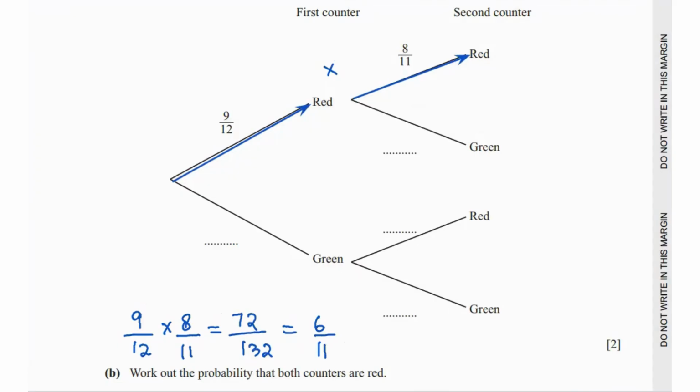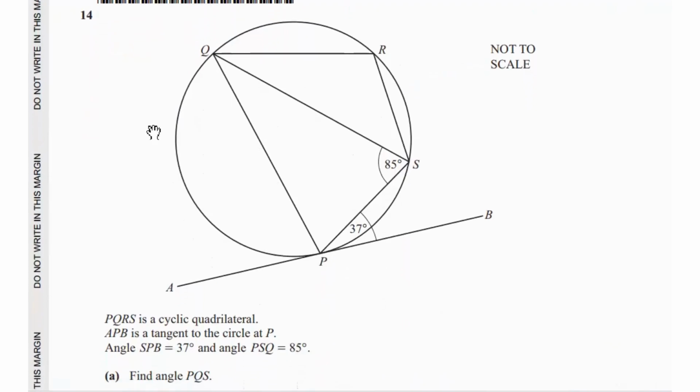So this was actually very simple. They already gave you the probabilities for the question and you were just supposed to multiply them. That's it. Nothing complicated so far. Then we have circle theorems.